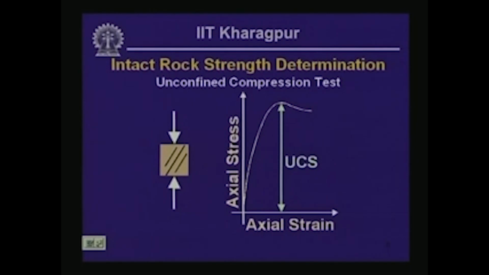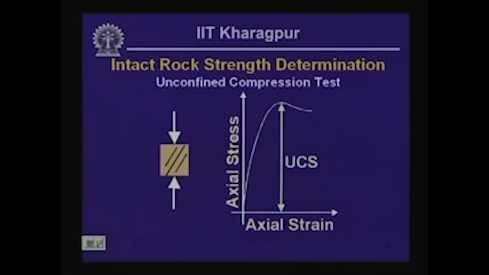So, here why this particular test is called unconfined is because we just apply axial stress in this case, or axial deformation in this case, and we do not make any attempt to confine the sample in the lateral direction, or we do not have any confining pressure that actually keeps the sample from bulging in the lateral direction. So, that is how the unconfined compression test is conducted.